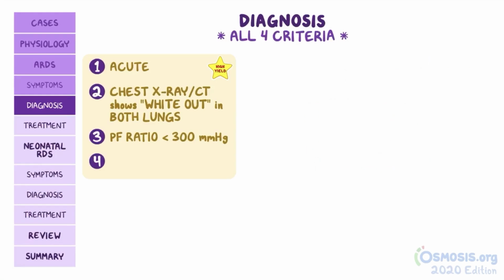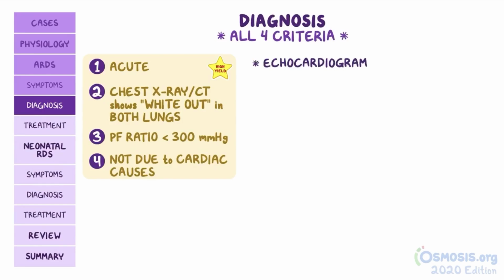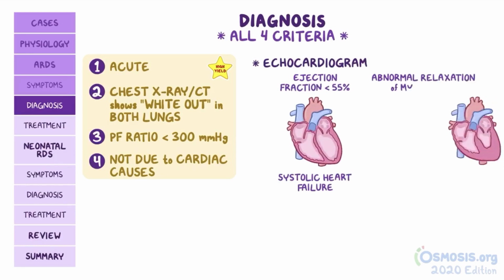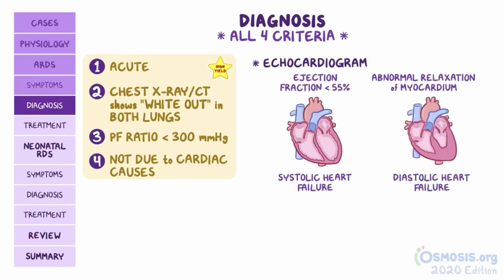Fourth, the respiratory distress must not be due to cardiac causes, like heart failure. Often this is assessed by using an echocardiogram to look for evidence of heart failure, like an ejection fraction below 55% in systolic heart failure, and abnormal relaxation of the myocardium in diastolic heart failure.